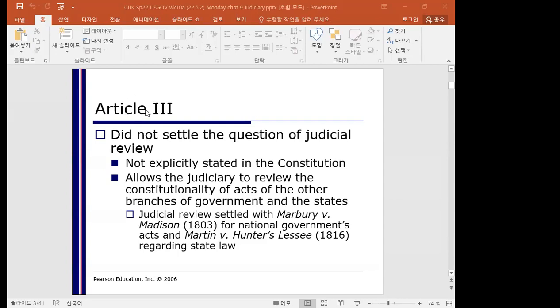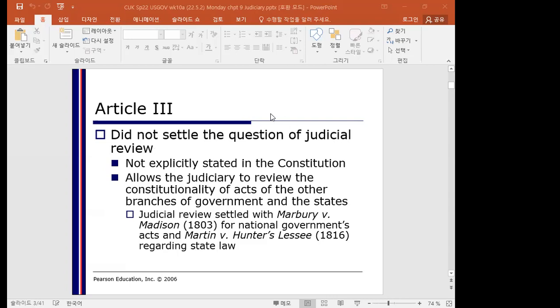So Article 3 in the Constitution lays out the creation of the US Supreme Court. It does not settle the question of judicial review. Judicial review, as referenced earlier, is that the courts can review the actions of the government, executive or legislative branch, and rule them to be illegal or unconstitutional. And this is the source of all that power I've mentioned.